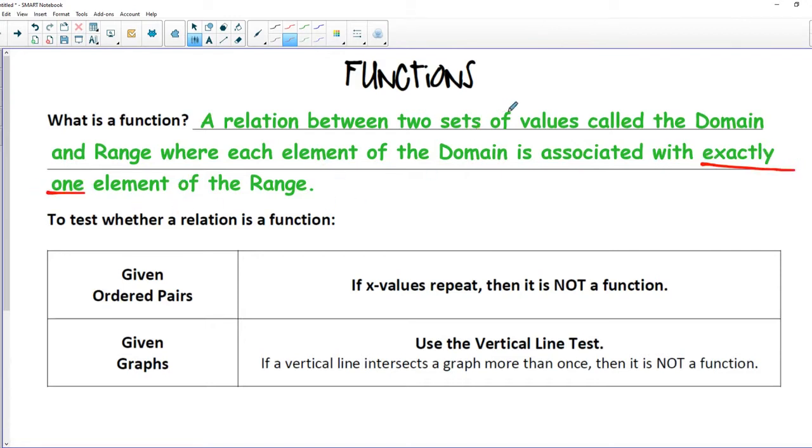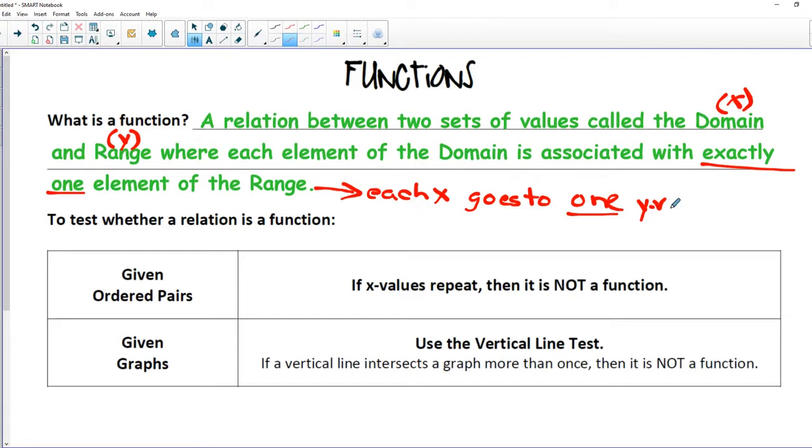of the range. Okay, so now the domain is the set of all x values, right? The domain is all the x values, and the range is the set of all y values, okay? So basically, in essence, this means each x value goes to or pairs with only one y value. All right, that's important. Sorry, I'm writing this with a mouse.